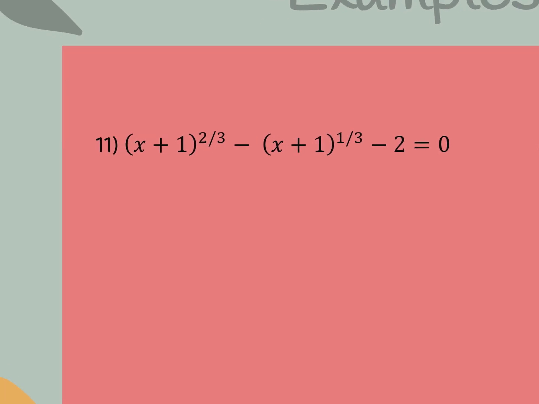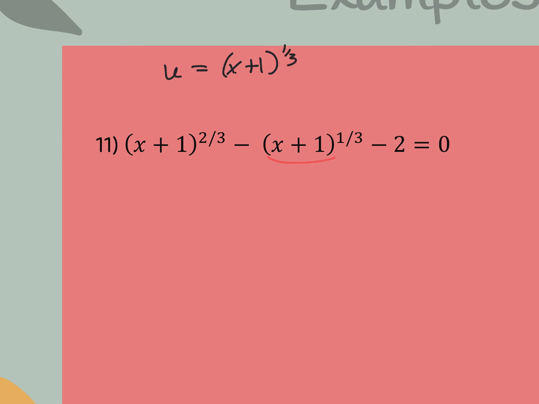Okay, so we need to try to factor this crazy looking thing. We got rational exponents. So this is where using my U substitution is going to pay off. I am going to set U equal to this middle term. So U is going to equal x plus 1 to the 1/3 power.